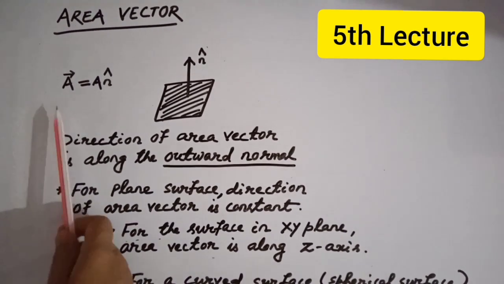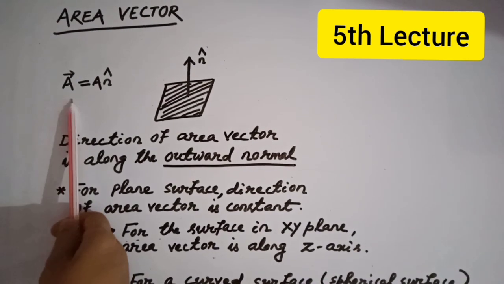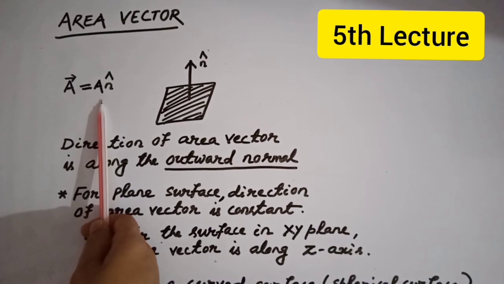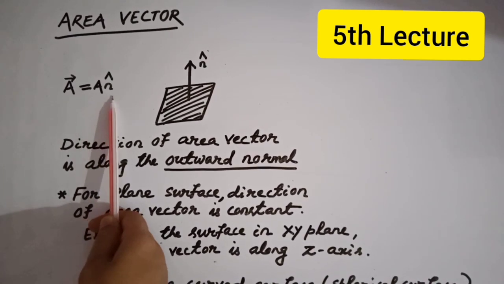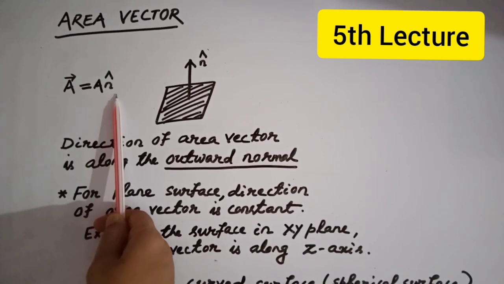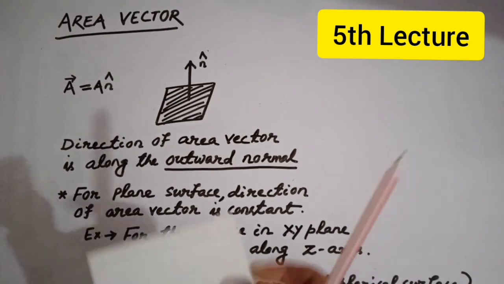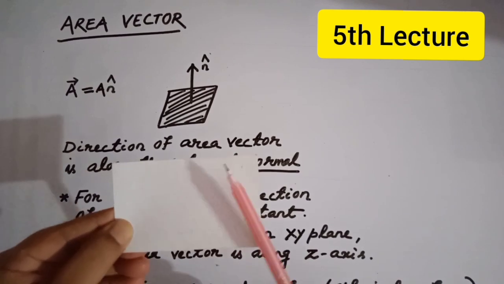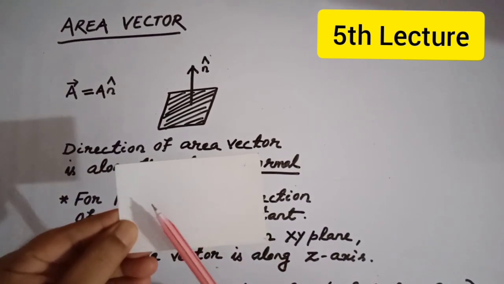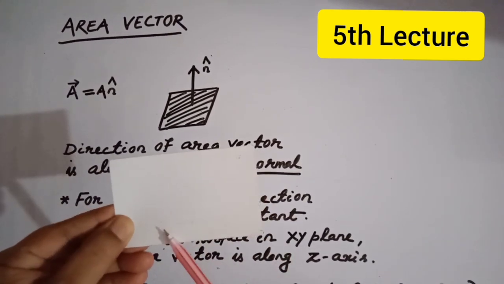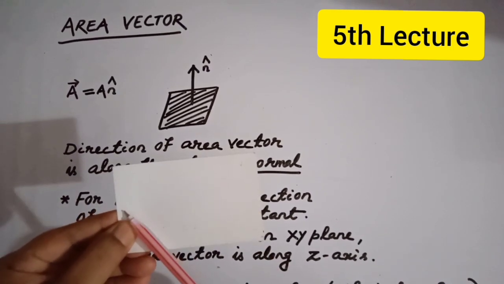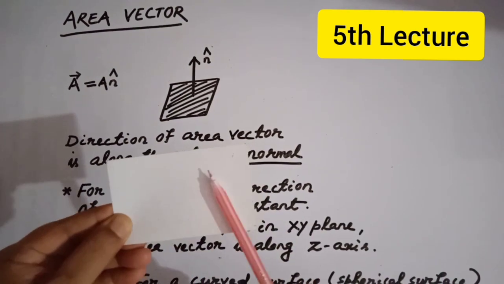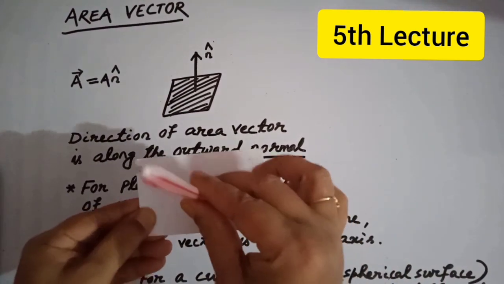A vector can be represented as A vector is equal to A into n cap, where A is the magnitude of the vector, n cap is the unit vector along that vector. Let's consider this plane surface. It is a rectangular surface. So, what is the area of this rectangular surface? It is length into breadth. Now, what is the direction of area vector for this surface? It is perpendicular to the surface.